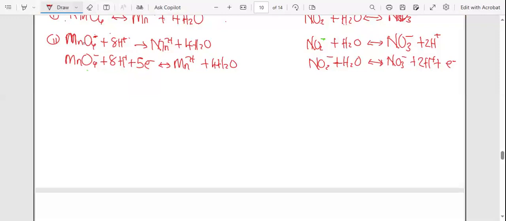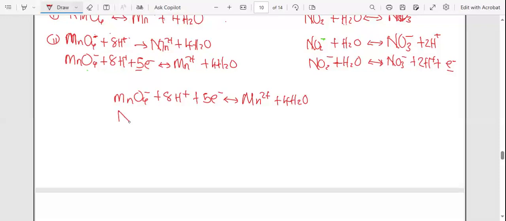Okay, so I'll group these 2 equations. You have seen this one is having how many electrons? 1. This one is having how many electrons? 5. So this one will need to be multiplied by 5 electrons. So I'll bring them together like this, plus 8, like that, 5 electrons. The reaction is at equilibrium like that. Then Mn2 plus 4H2O.